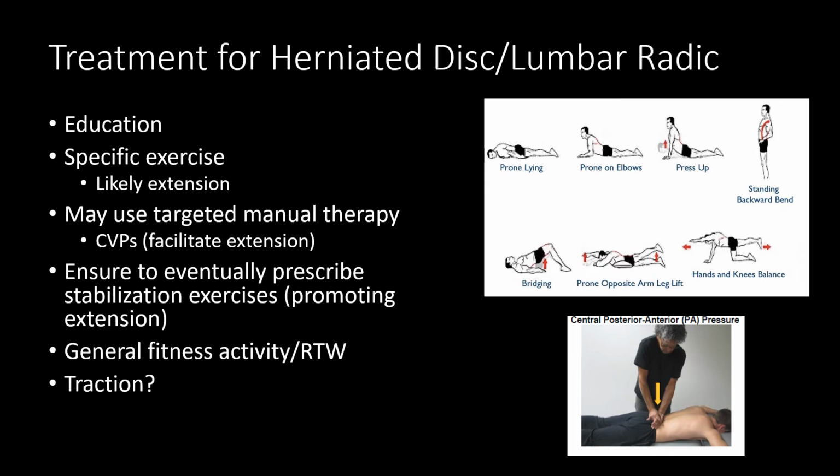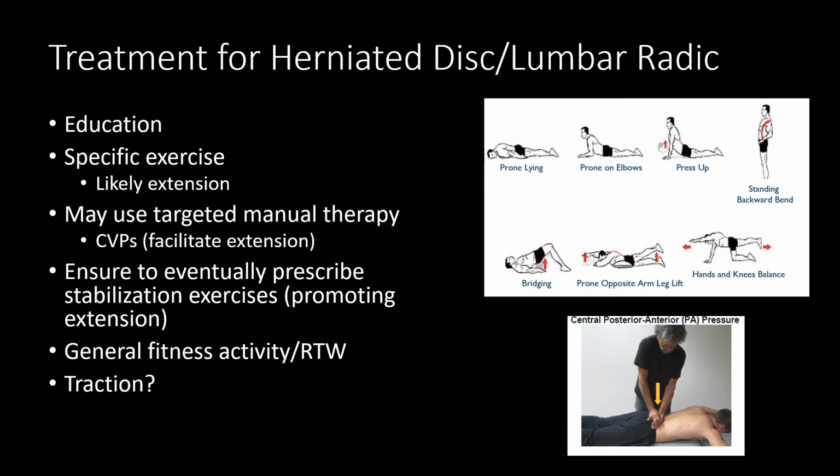We're also going to want to promote extension or extension-based stabilization exercises. And in the graphic at the top, on the bottom, you see bridging, opposite arm and leg, and hands and knees, alternate arm and leg on hands and knees. And so those are all going to impart extension forces into the spine. Those are all going to be extremely important to do after we activate transverse abdominis.